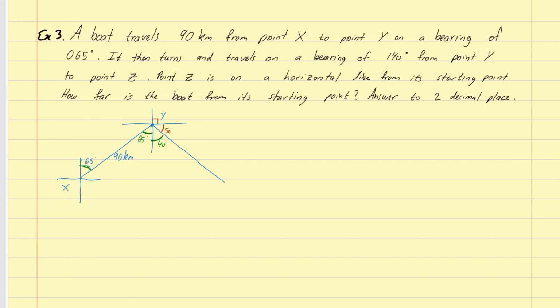Let's keep reading. Point Z is on a horizontal line from its starting point. Now, remember how we started off at point X? It's saying that point Z is on a horizontal line from its starting point. So guess what? Right at that point of intersection right there, that's going to be point Z. Okay, so let's keep analyzing.